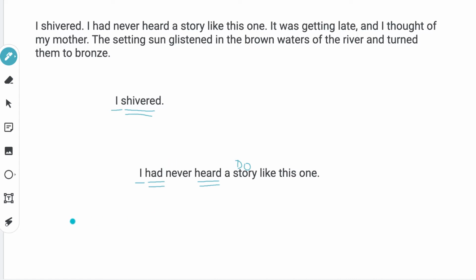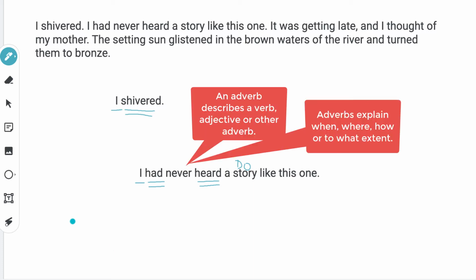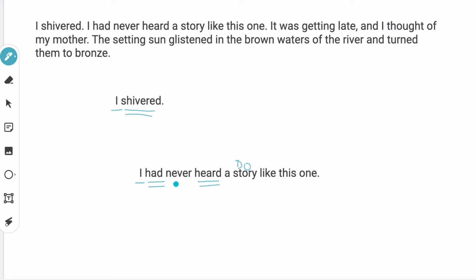If they have already learned about adverbs, then they know that an adverb is a modifier that explains when or how or to what extent. And never explains when. And it describes when I had heard. And so we can draw an arrow from the verb to the adverb to show that description.